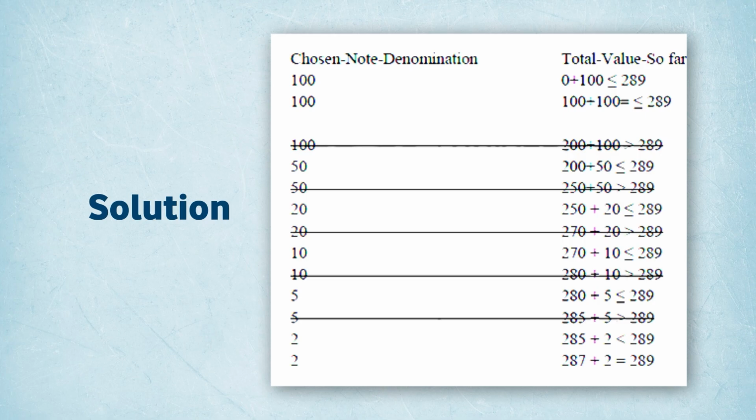So go with another further decreasing denomination, that is 2. Can you add 2? Yes, definitely you can add 2 because it is 287, which is again less than 289. So you can simply add it. And then again, can you add 2? Yes, you can add 2 because by the addition of 2, you are reaching your goal state, which is 289.